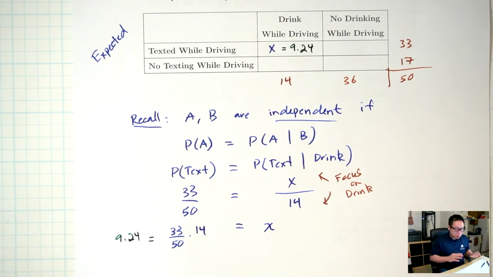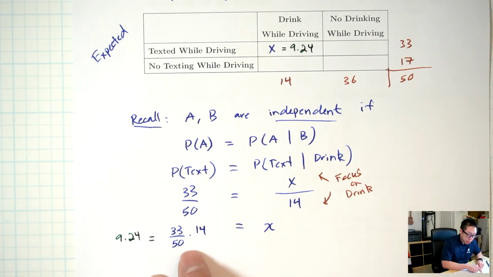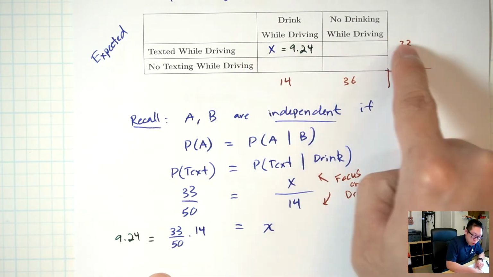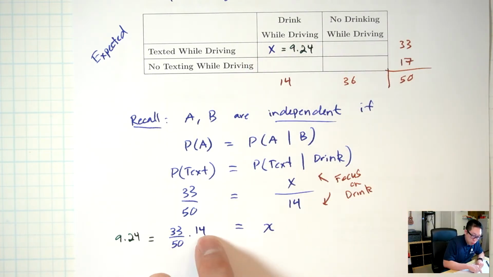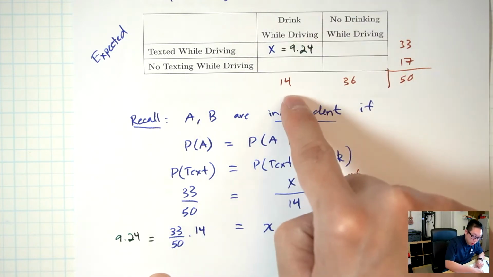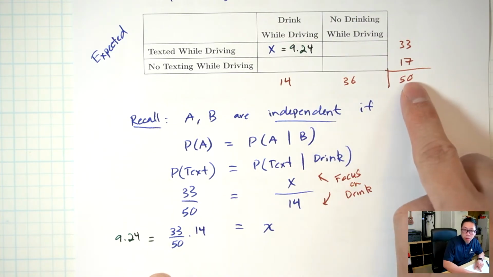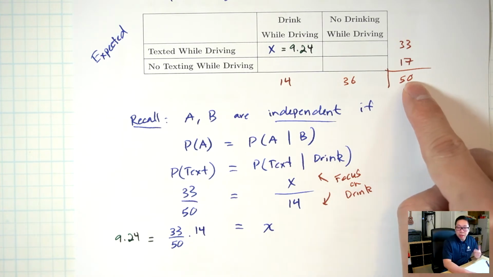Now, that was some algebra and that was a lot of calculations. Could we find these numbers without having to go through this algebra? And the answer is yes. So let's take a look at how we actually got to this answer. How do we get to this 9.24? We took 33, which was the total of the row. We times it by 14, which was the total of the column. And then we divided by 50, which was the grand total. And that's basically what you do.